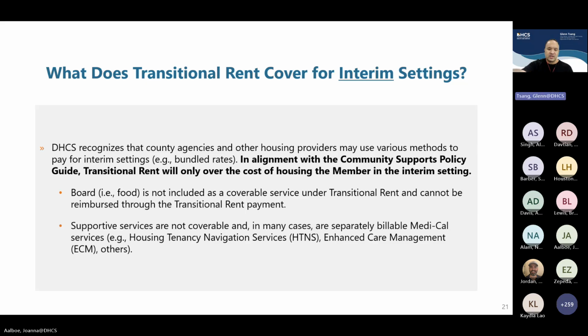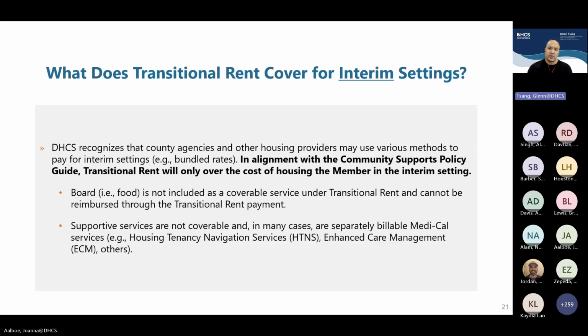Now we'll discuss what transitional rent covers in interim settings. First, I want to acknowledge that since the final transitional rent payment methodology was published, counties have raised questions about what exactly the transitional rent payment covers for interim settings. I'll note that DHCS will attempt to provide some clarity during this webinar today, and we also intend to provide more clarity in follow-up to today's webinar.